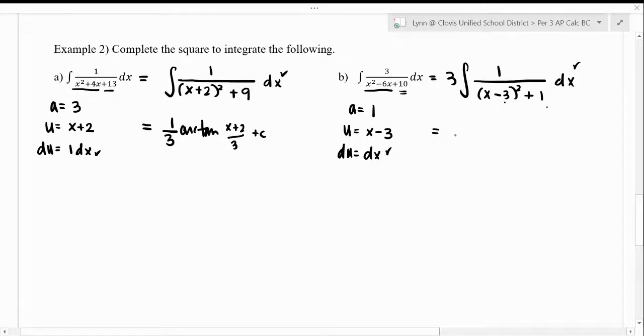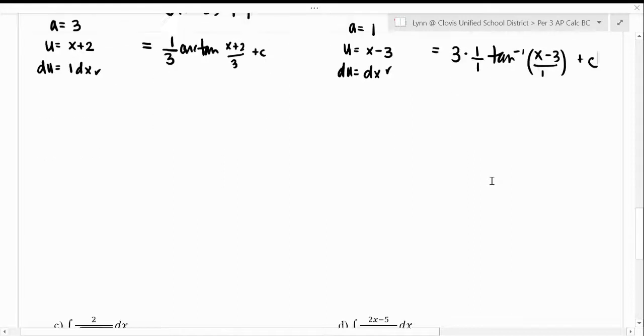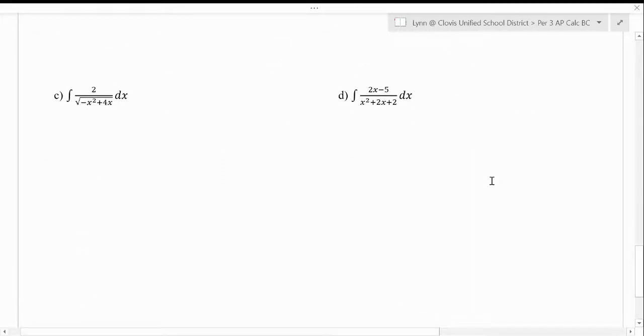So I have the 3 to begin with. And then this is arctangent, so that would be 1 over a, which is 1 over 1. And then arctangent, or tangent inverse, of u, which was x minus 3, over a, which is 1. And feel free to rewrite that as 3 arctangent of x minus 3, all good. All right, last two.